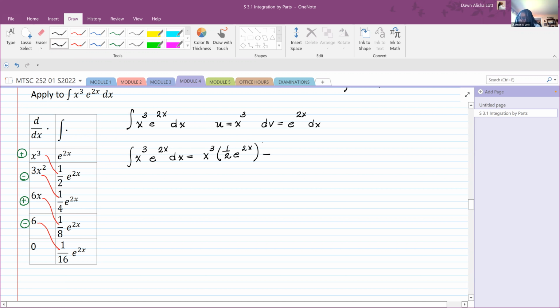Then I'm going to get minus 3x squared times 1/4 e to the 2x. Then I'm going to get plus 6x times 1/8 e to the 2x. And then I'm going to get minus 6 times 1/16 e to the 2x plus a constant. And we will finish that tomorrow.